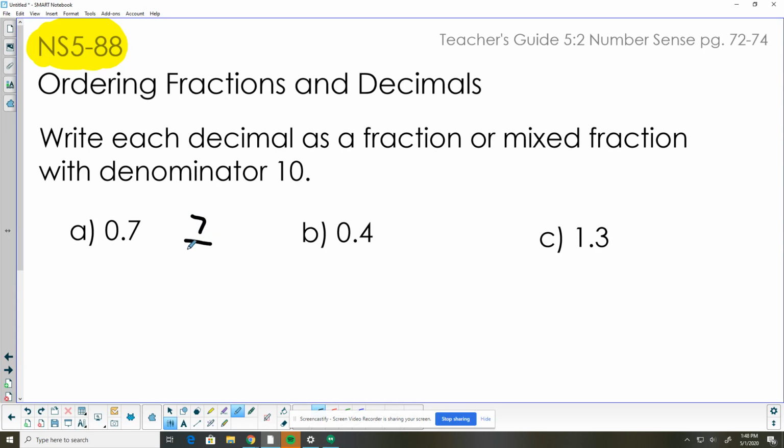I know that 7/10, 4/10, 1 3/10 is the same as 13/10 if I were to color that in on a grid. Which is largest? 13/10. Which is smallest? 4/10. In the middle, 7/10.